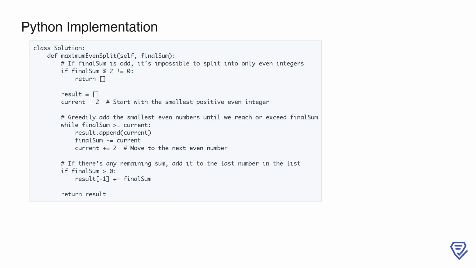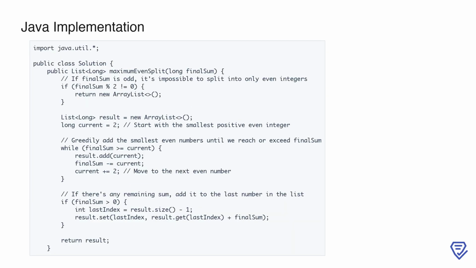satisfying the problem constraints. Here, we start by importing the necessary classes and defining our solution class. The method maximum even split takes a long integer final sum as input. The goal is to split this sum into the maximum number of distinct positive even integers. First, we handle a base case. If final sum is odd, it's not possible to split it into even integers, so we return an empty list immediately. Next, we initialize a list called result to store the even integers we find and set current to 2, which is the smallest positive even integer.